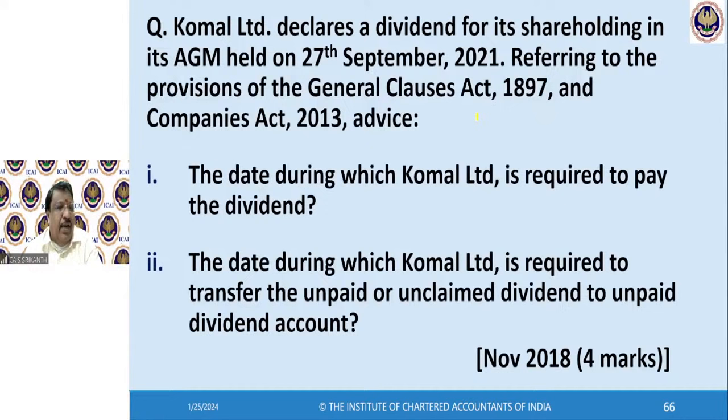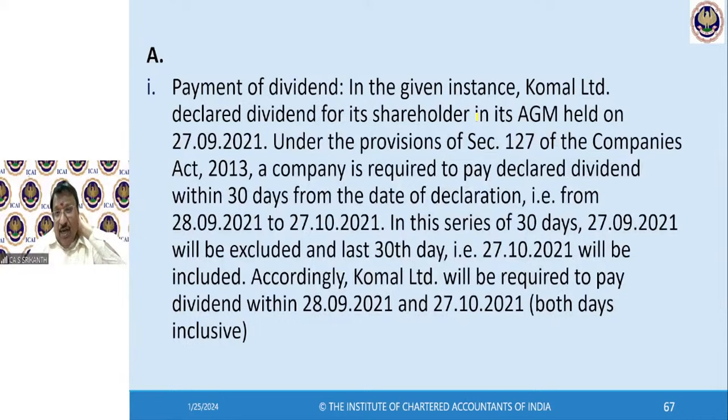So payment of dividend. Under the provisions of section 127, which you've read, a company is required to pay the declared dividend within 30 days from the date of declaration. That is from 28.9 to 27.10. In this series of days, 27.9 will not be taken. Their meeting was held on 27th, so that will not be taken. Instead, you take 28th and then count 30 days, so up to 27.10.